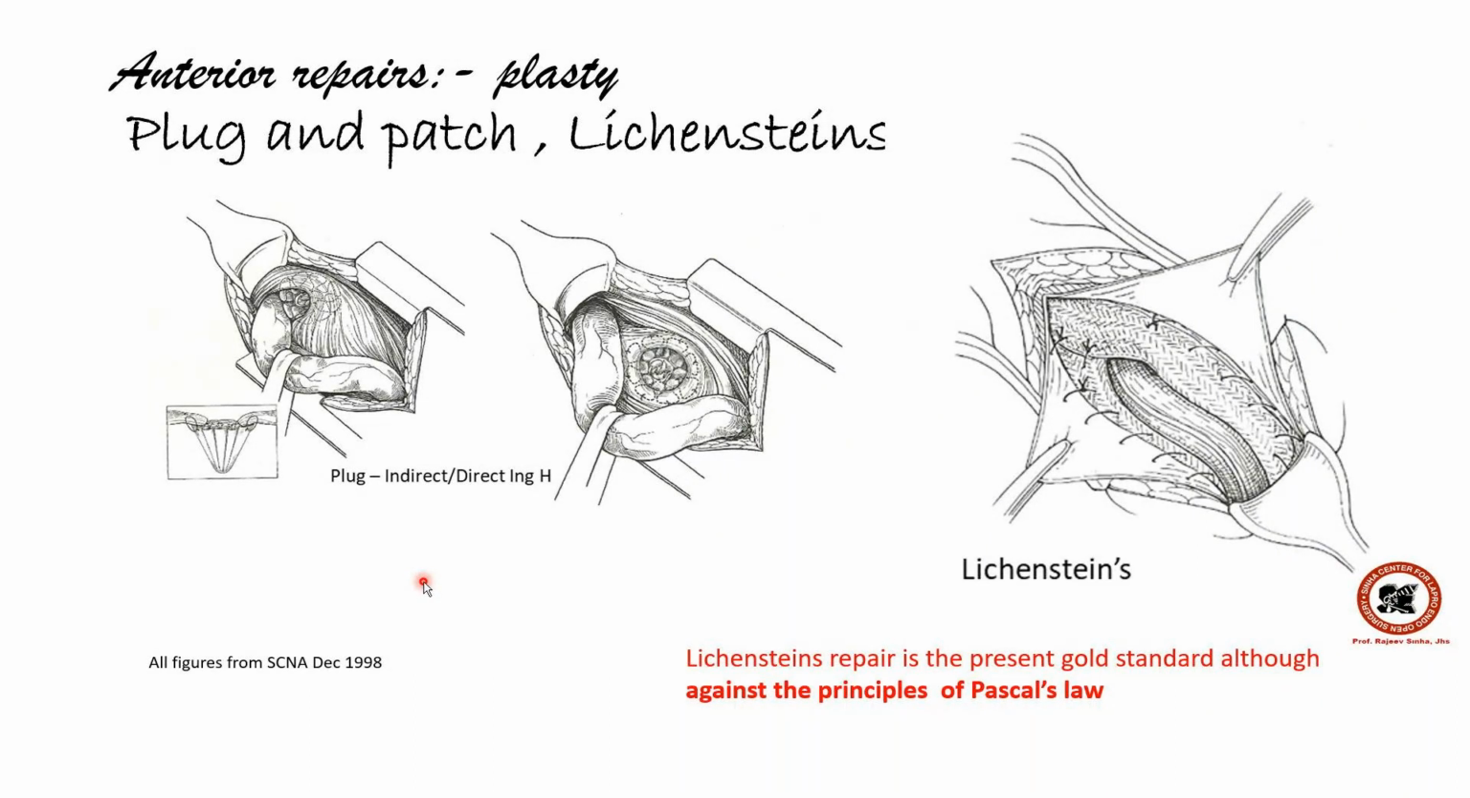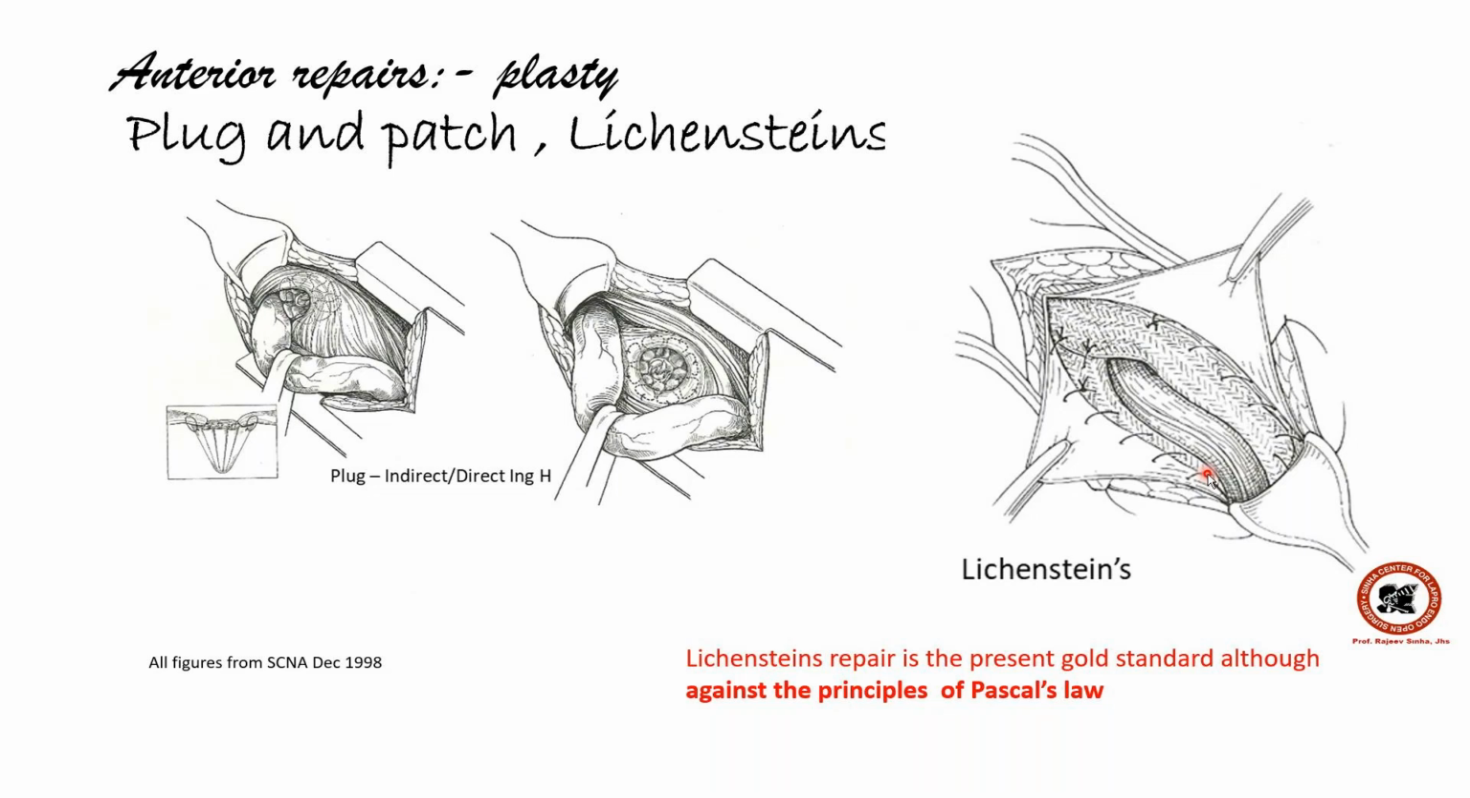But the gold standard of repair is like a Lichtenstein repair, where you put in a mesh in the posterior wall. This is the cord. There's a mesh in the posterior wall, and there's a Lichtenstein repair. And this Lichtenstein repair is the gold standard as of now. Despite the fact, remember, it does not obey Pascal's law. Now, what is Pascal's law? Why does it obey that?